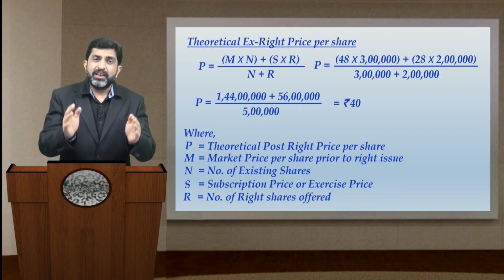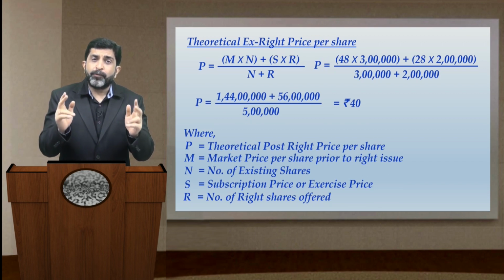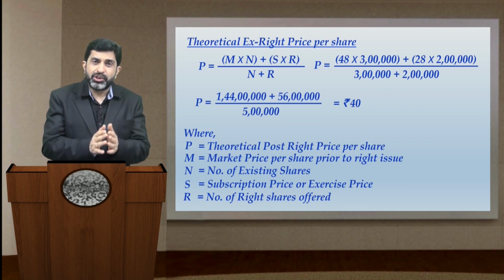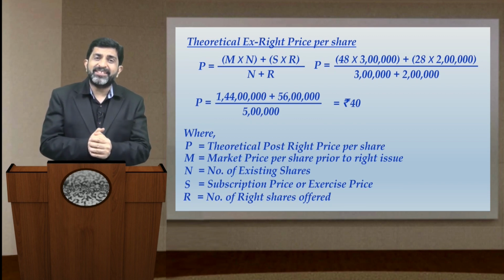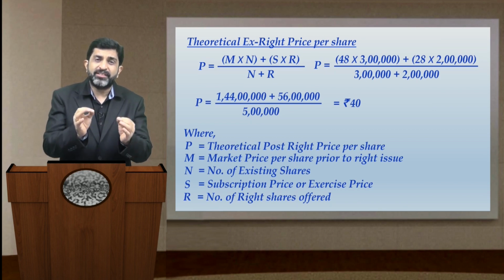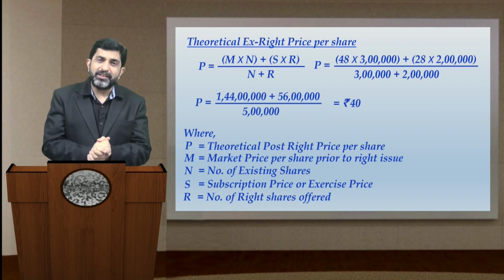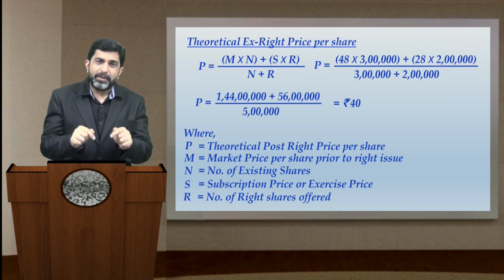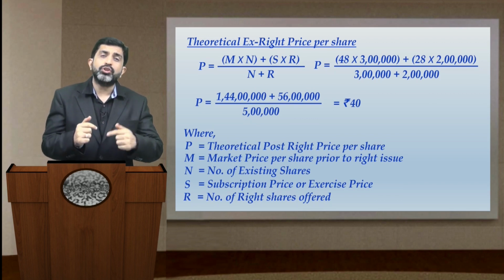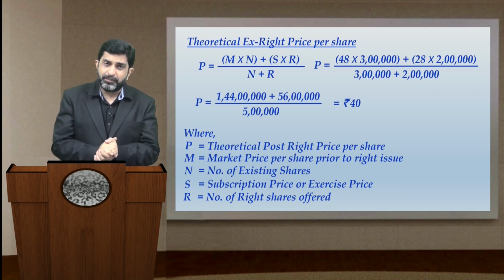Finally, you see the total net worth of 2 crores getting divided by 5 lakh equity shares. The average value per share, what you get after exercising rights, will be 2 crores divided by 5 lakh shares, and that will be rupees 40 per share. And that rupees 40 we call the theoretical ex-right price or theoretical post-right price per share.